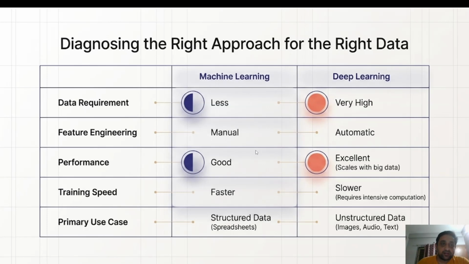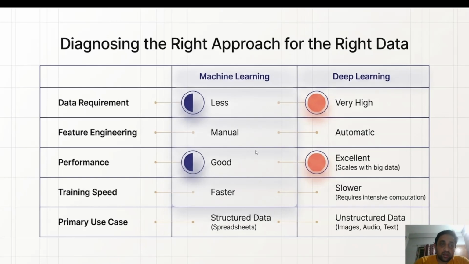Now that we understand the philosophical difference, let's get practical. When should you actually use machine learning versus deep learning? Because choosing the wrong tool is one of the most common and costly mistakes in data science. Let's walk through this comparison table. Data requirement. Machine learning works well with smaller structured datasets, hundreds to thousands of rows. Deep learning needs massive amounts of data, often millions of examples to truly shine.